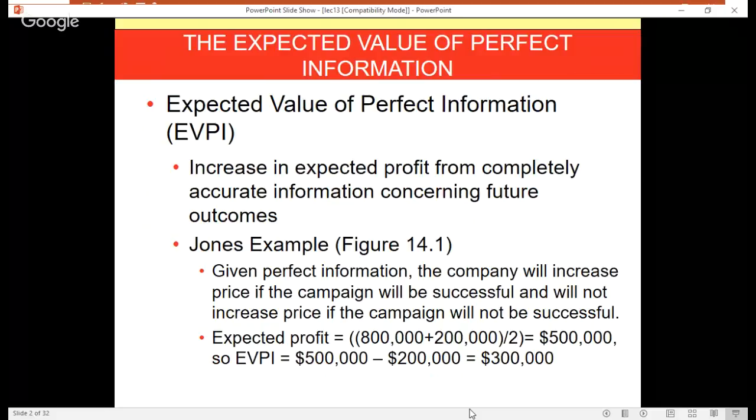So what that means is the expected value of the perfect information would be that expected value, 500,000, minus the 200,000 for me not increasing price. So the expected value of perfect information in this case would be 300,000. That's how much that crystal ball would be worth.